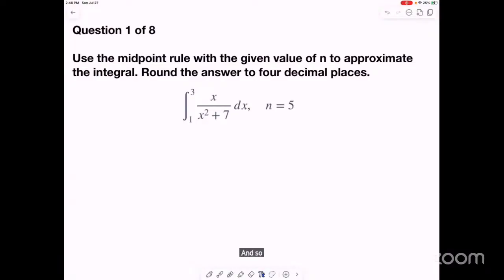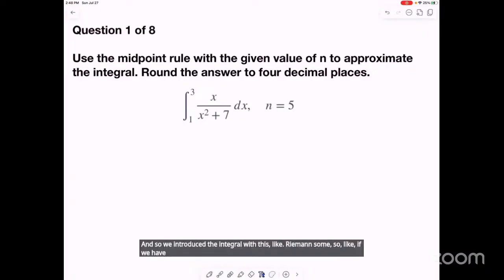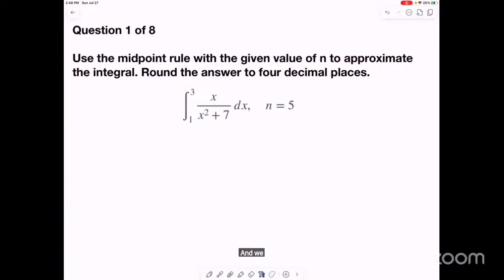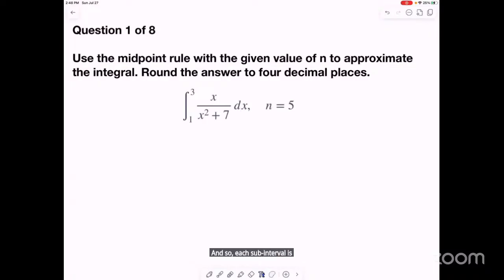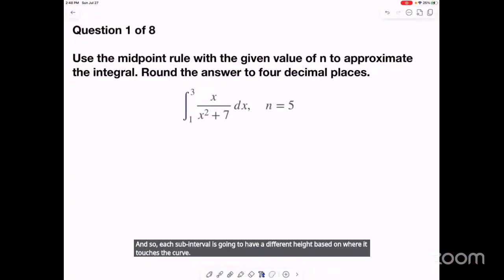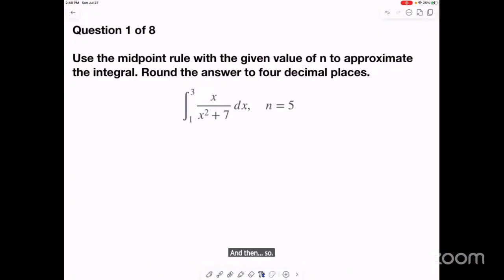And so we introduce the integral with this Riemann sum. If we have a curve, and we consider the curve as x goes from one number to another, we're going to break that interval from a to b up into subintervals. Each subinterval is going to have a different height based on where it touches the curve. The sum of those smaller subintervals is approximately equal to the area under the curve. And the smaller those subintervals are, the better our approximation.